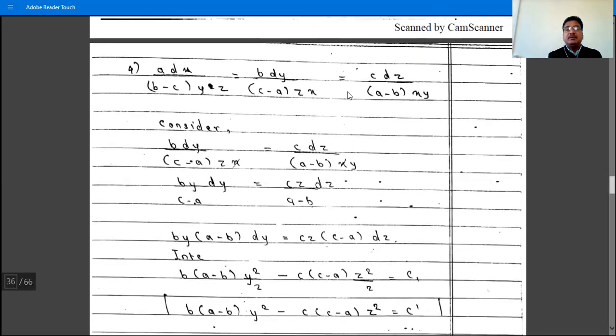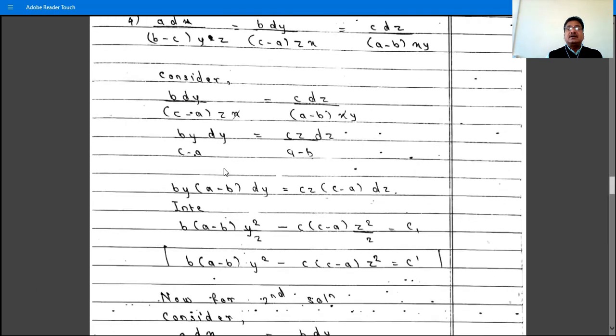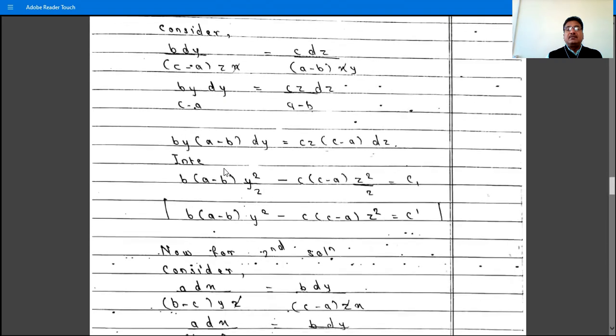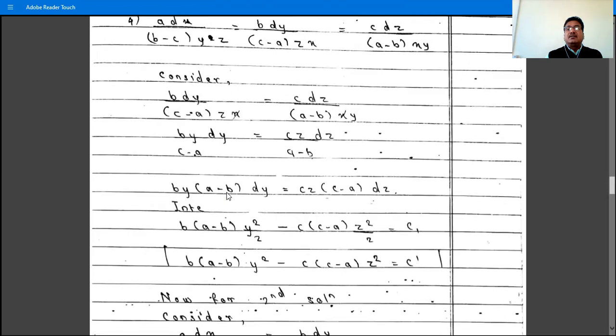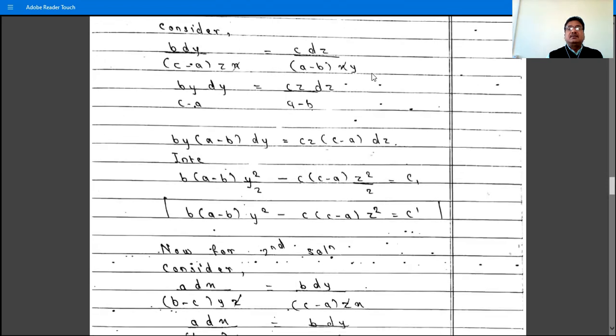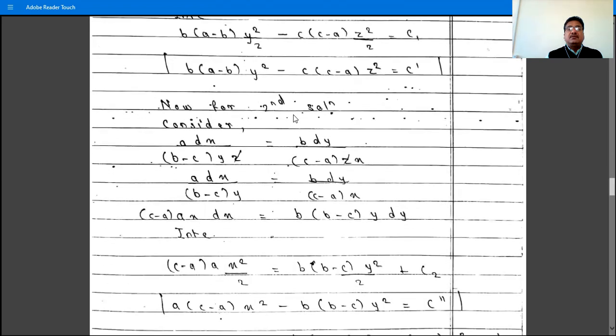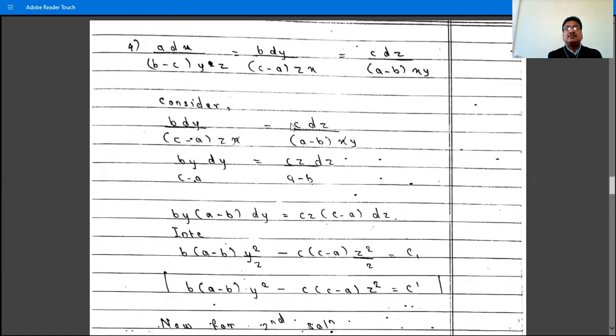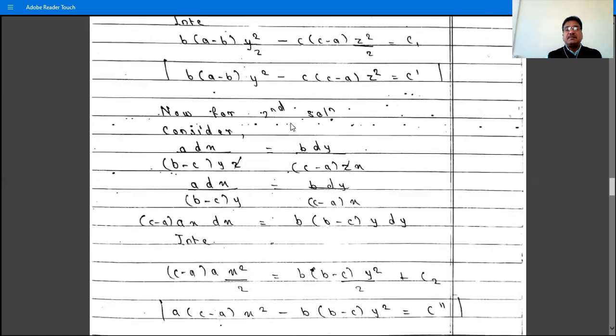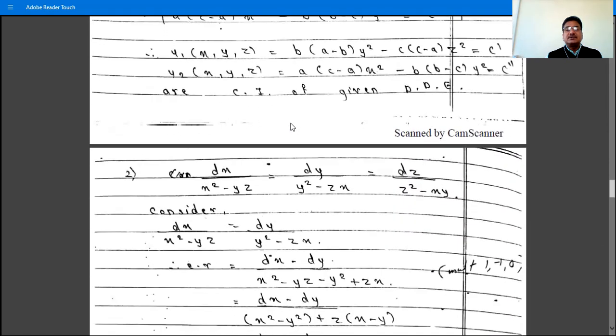Similarly, the answer of problem number 4. This is problem number 4. Consider the first two ratios, the first and second and third ratio. And what do we have? We have this solution because the x variable cancels, and therefore we have this. In order to find the second solution, consider the first and second ratio. So the first method is applicable for both the solutions.